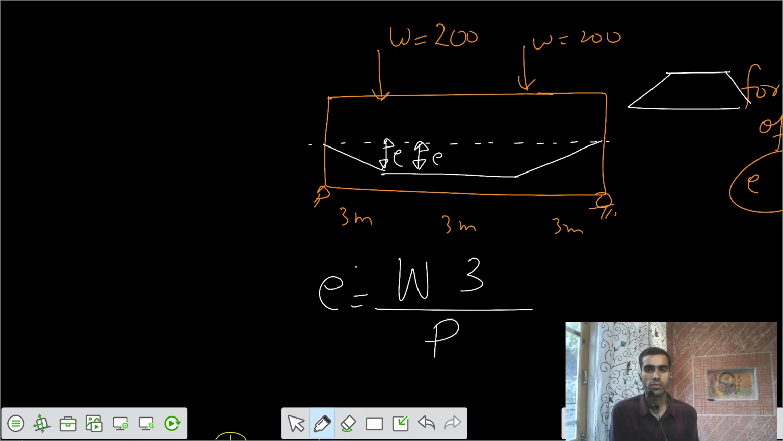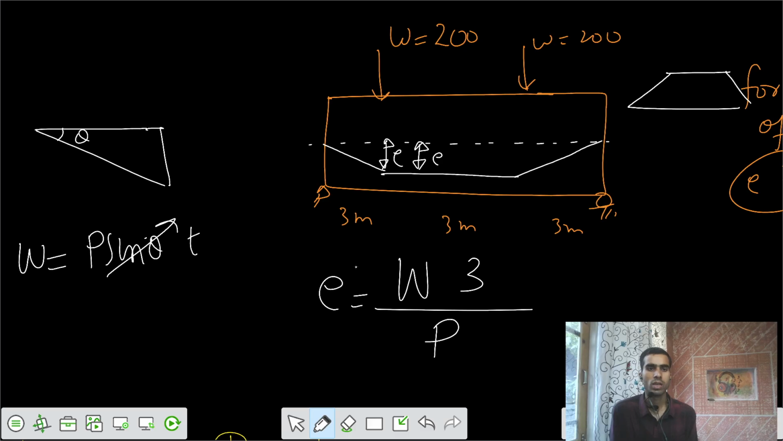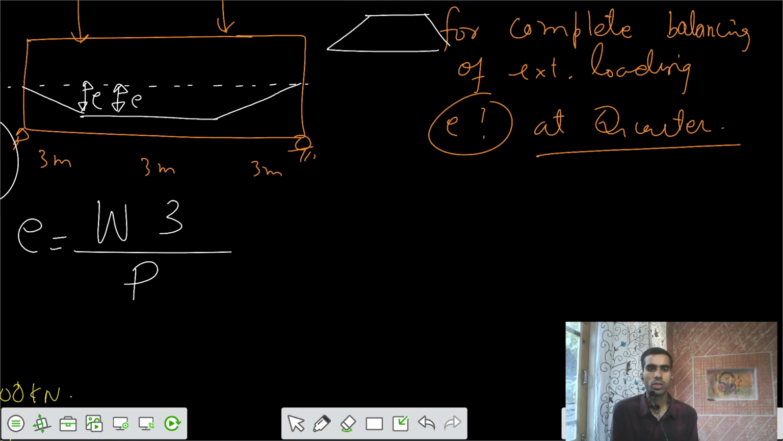We are calculating at this location that W equals P sine theta, and sine theta is approximately equal to tan theta. Tan theta equals E by 3. So I would say your value of E is equal to W times 3 by P.